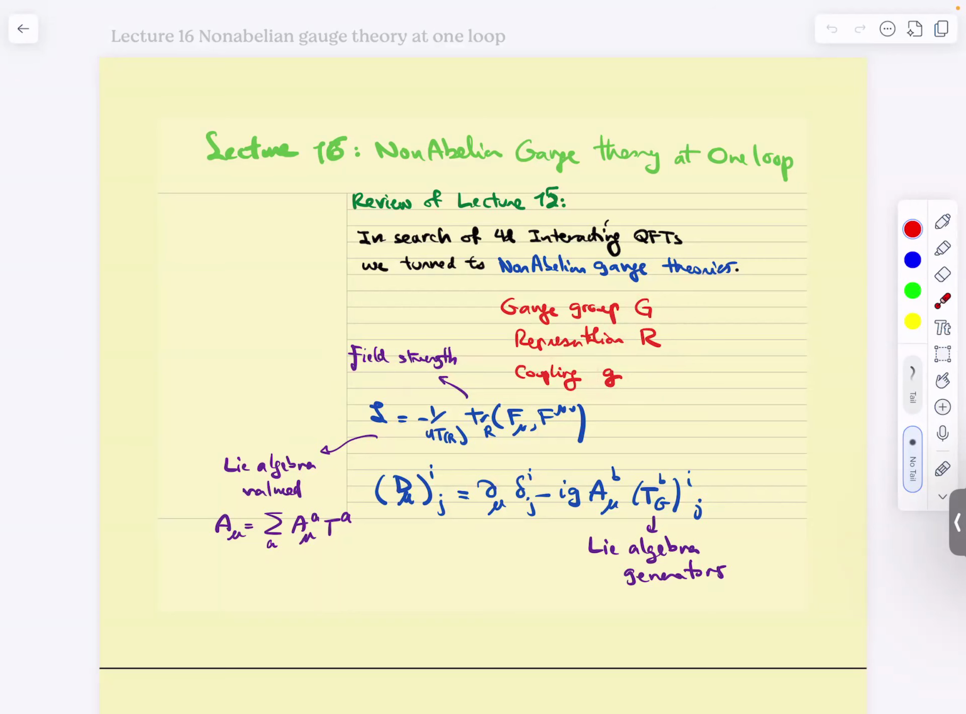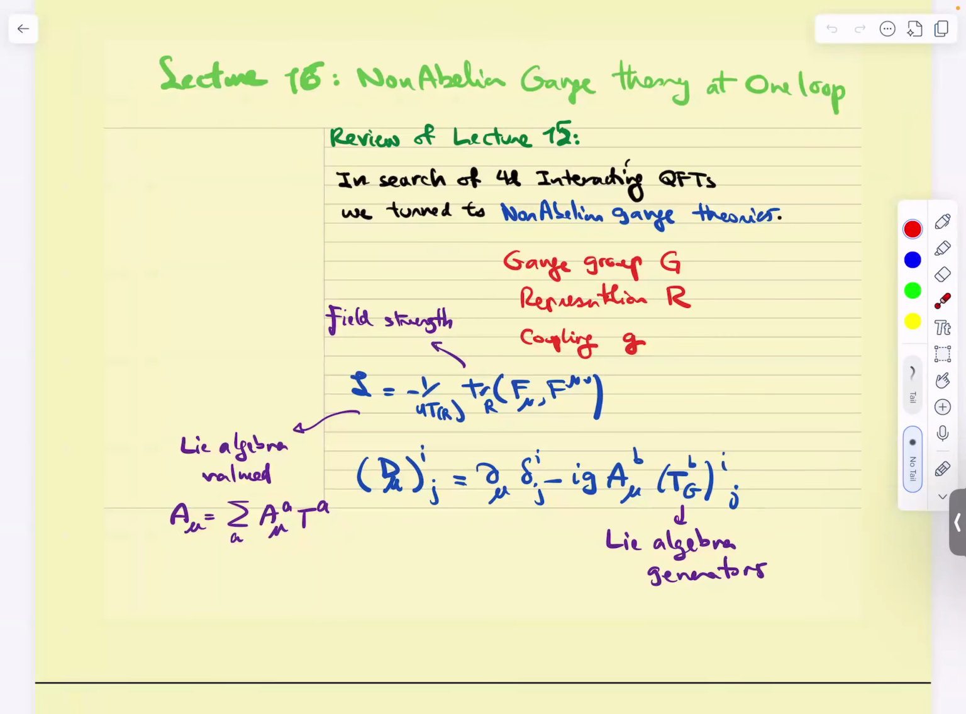And here's what the action is: minus 1/4 trace, in the representation R, of F mu nu squared. So T of R, hopefully you recall what T of R is. Do you recall what it is? It's related to the Casimir. Casimir is proportional to the identity, the coefficient of which is T of R in the representation R. All right.